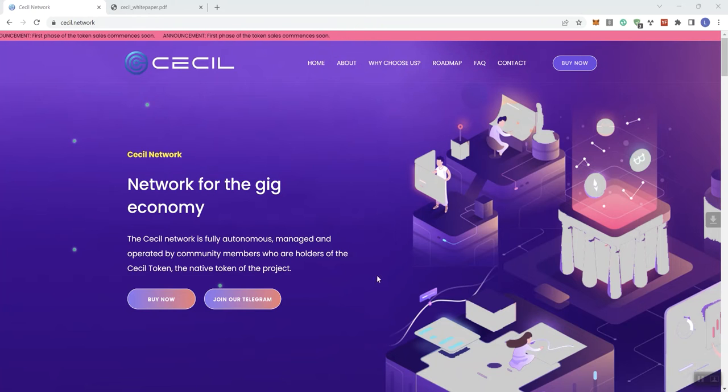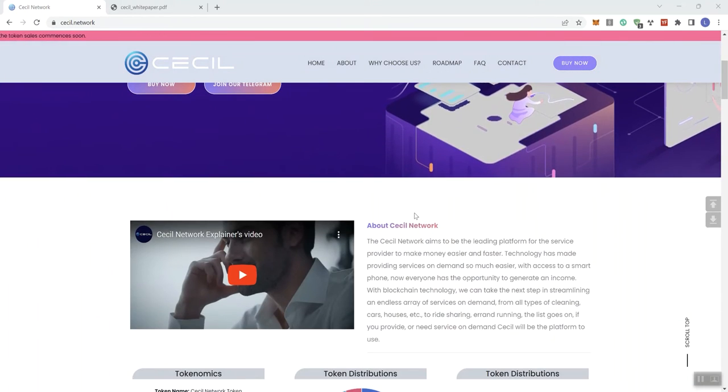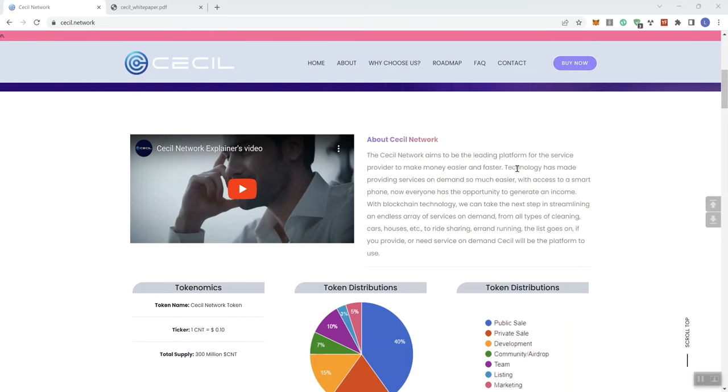Moving forward, we see a number of different links here in the navigation bar. We get a buy now button and a join our Telegram button as well. About the Cecil Network, it aims to be the leading platform for service providers to make money easier and faster. Technology has made providing services on demand so much easier with access to a smartphone. Not everybody has the opportunity to generate an income. With blockchain technology, we can take the next step in streamlining an endless array of services on demand, from cleaning, cars, etc., to ride sharing, errand running, the list goes on and on. If you provide or need a service on demand, Cecil will be the platform to use.